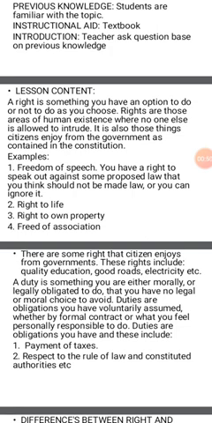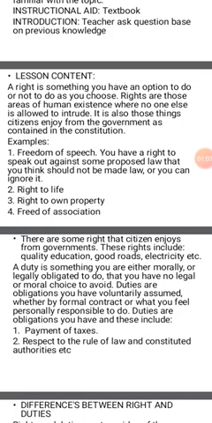What is a right? A right is something you have an option to do or not to do. Rights are those areas of human existence where no one else is allowed to intrude. It is also those things citizens enjoy from the government as contained in the Constitution.